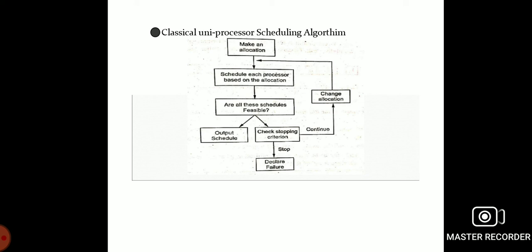Here we make an allocation and schedule each processor based on the allocation. Then, are all these schedules feasible? If so, output the schedule. Otherwise, check the stopping criterion and declare the failure. If the stop criterion is met, it stops and declares failure. Otherwise, it continues to change the allocation of the scheduling process. So this is the flow graph of the task assignment and scheduling process.